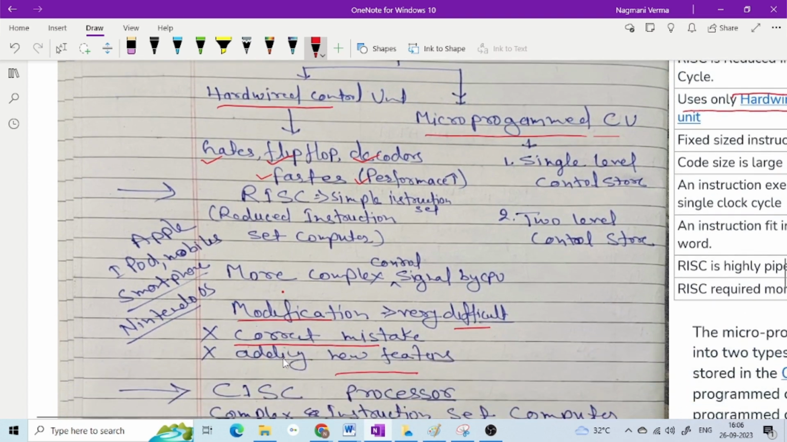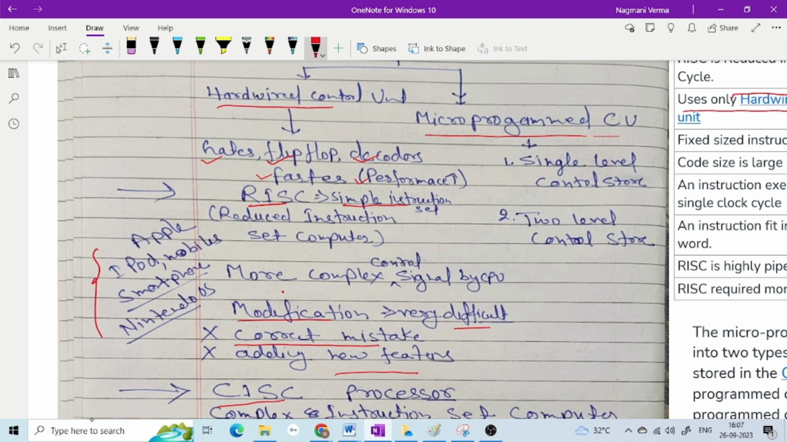Now there are two things. One is RISC, the reduced instruction set computer, and the other is CISC, the complex instruction set computer. Hardware control always uses RISC, the reduced instruction set computer. Here the instructions will be simple, but modification is difficult.